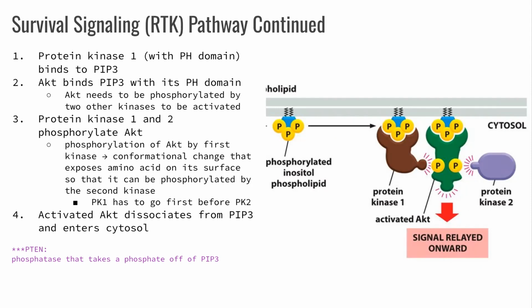These two kinases need to phosphorylate AKT in order to fully activate it so the signal can keep going. So it first gets phosphorylated by protein kinase 1, which then allows protein kinase 2 to phosphorylate it.